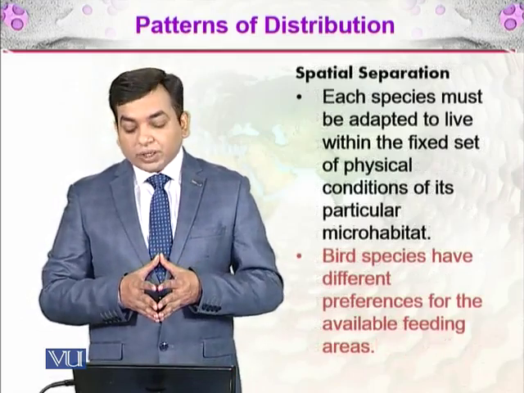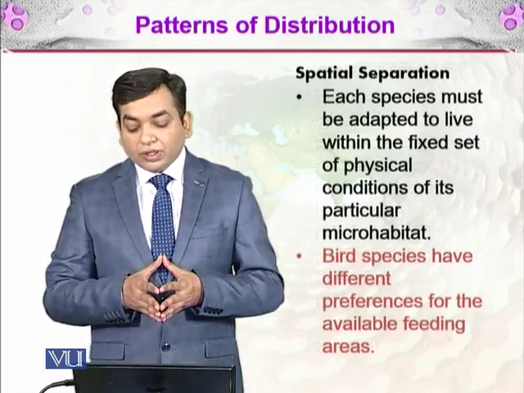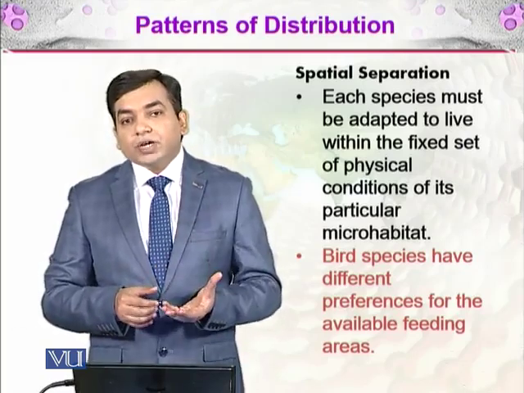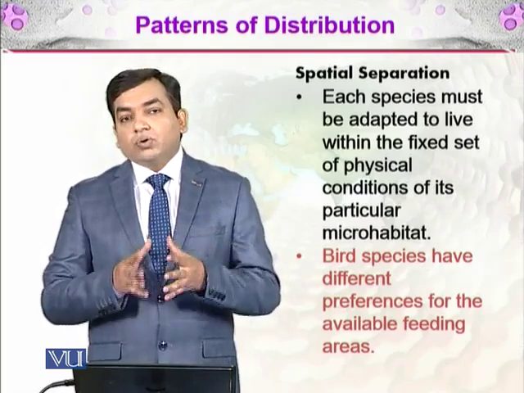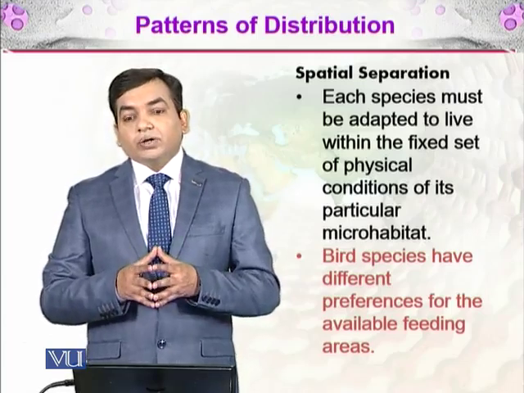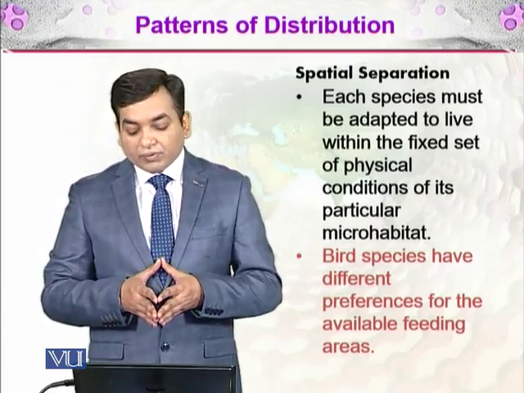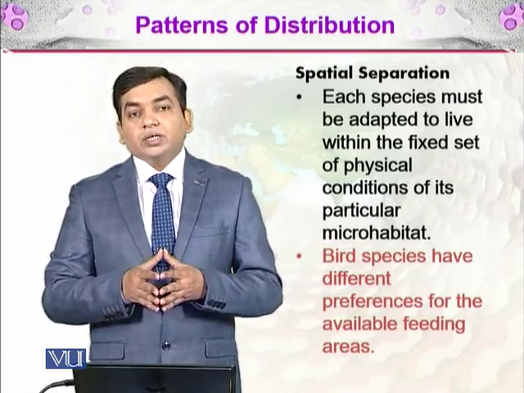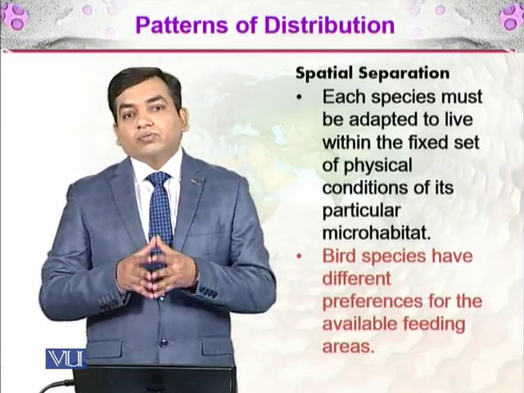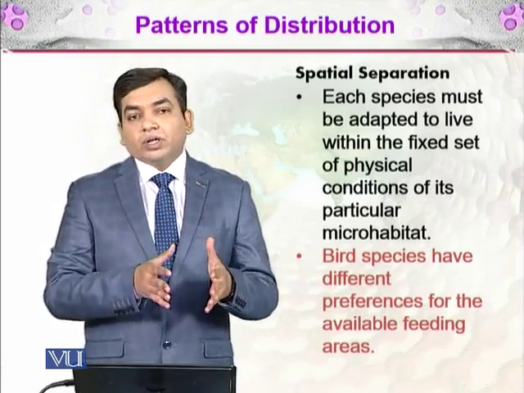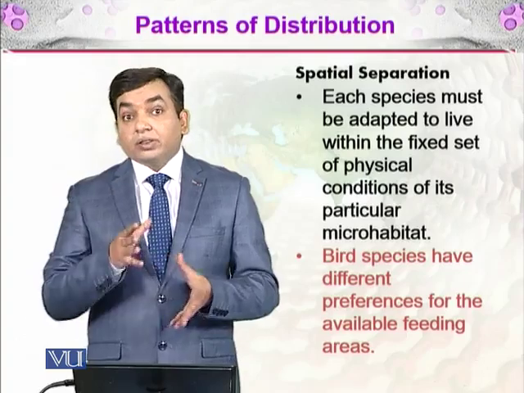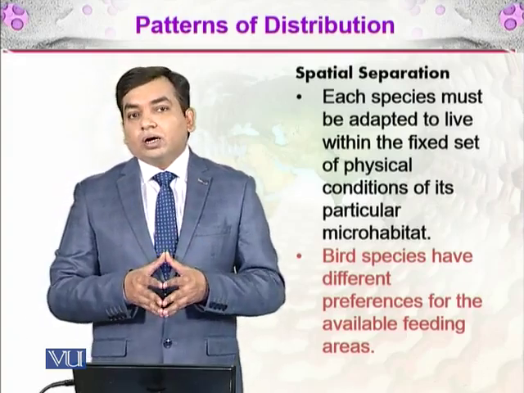And then there is spatial separation. Each species must be adapted to live within a fixed set of physical conditions of its particular microhabitat. So spatial comes from space. A species is living in a particular space. Bird species have different preferences for the available feeding areas. So that means they have different areas for their breeding habits. One bird will have its breeding grounds on one island, another will have them on another island, and they won't compete for those breeding places.